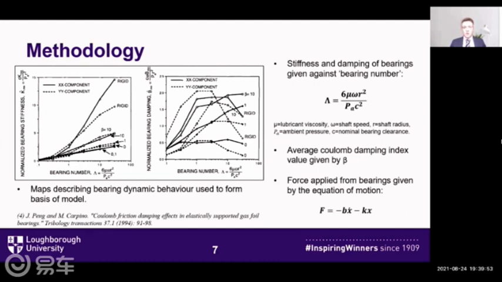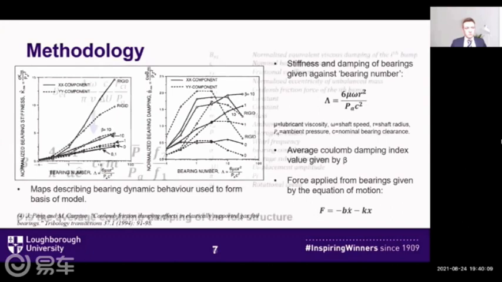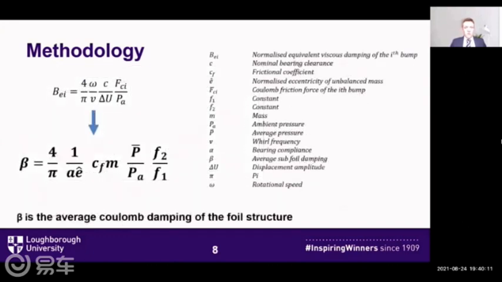The study took into account the coupled fluid structural nature of airfoil bearings, as well as the Coulomb damping effect previously described. The average Coulomb damping in a bearing was given an index value of beta. The resulting force applied on the rotor of the bearings could be given by the equation of motion, which can be seen on the bottom right of the slide.